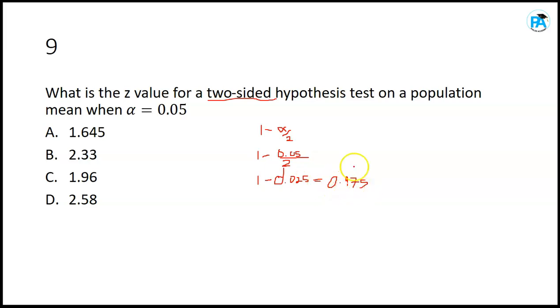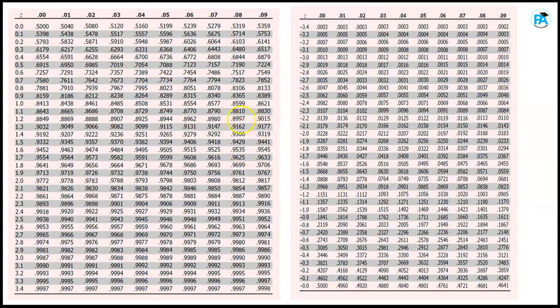So this is what you do. If it was one sided, you just do 1 minus alpha, that is 1 minus 0.05. But because this is two-sided, that is why we are dividing the alpha by 2 before we subtract it from 1. Is that clear? So what you get, 0.975, you go and check it on the Z table. But you won't check it at the side, you check it at the middle.